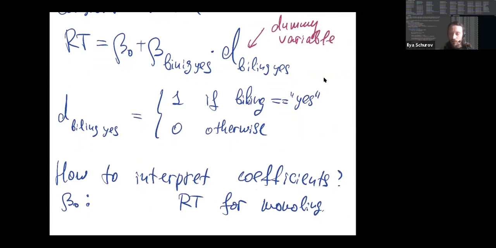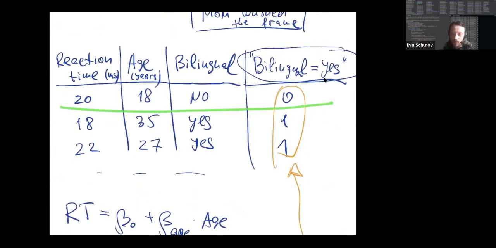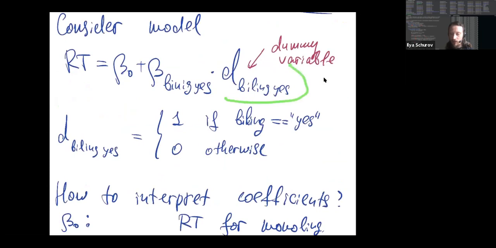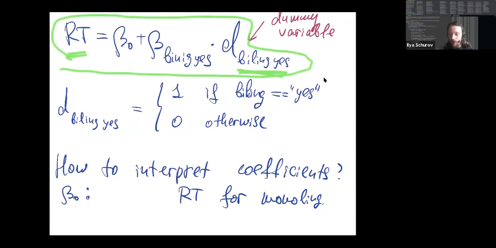And this is just a notation. For each person in our table, one row is one person, so one observation is one person. This person can be either bilingual or not. According to his or her bilinguality, we have the value of this variable, D bilingual yes. So then we believe that we have this relation between reaction time and bilinguality.